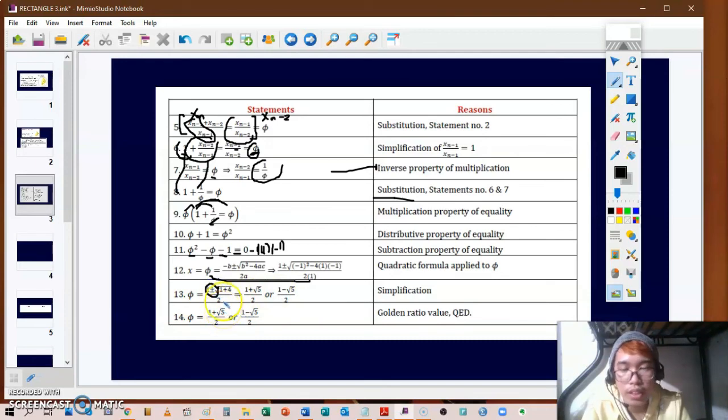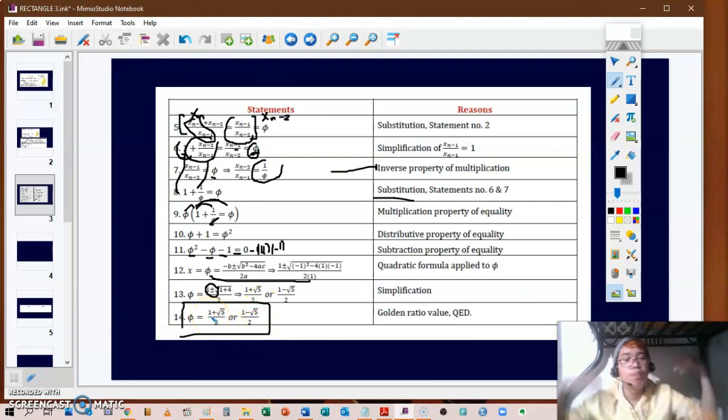Oh yeah, the quadratic formula. And from here we get the values of phi, which are 1 plus square root of 5 all over 2 and 1 minus square root of 5 all over 2. And that's how we got the golden ratio based on the Fibonacci numbers.